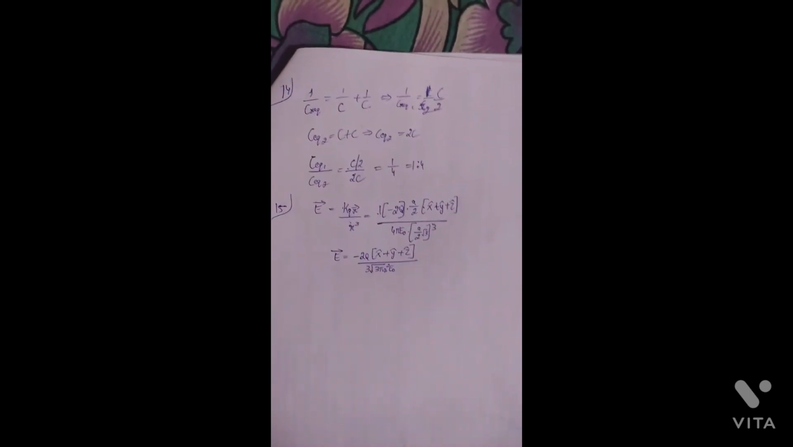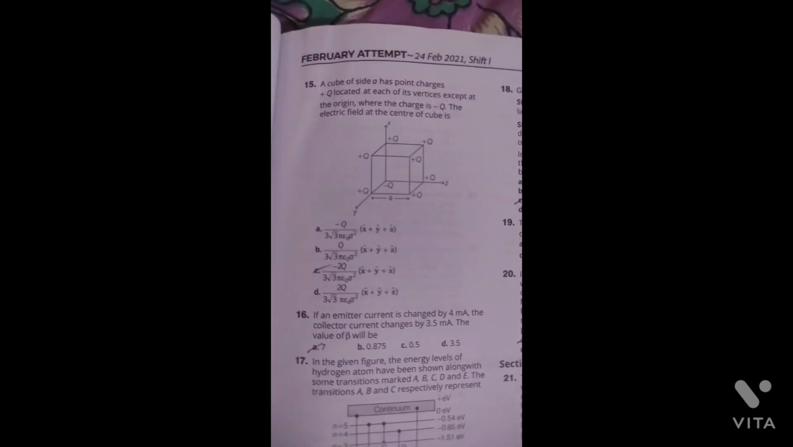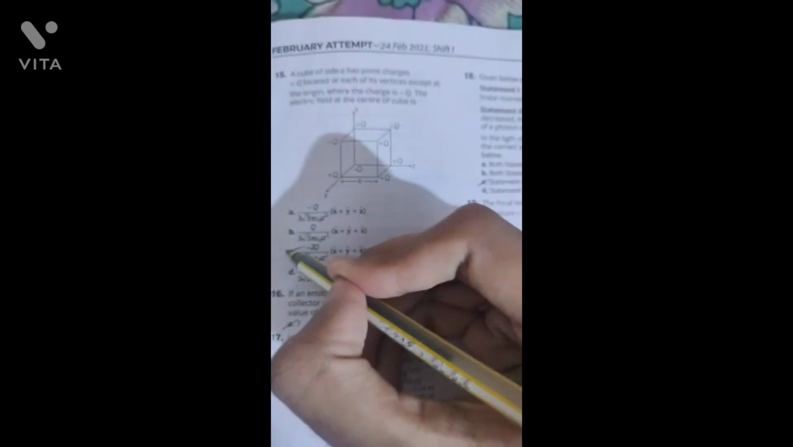So let us come to the question now. We will see which option is correct. The correct option we get is option C, minus 2Q by root 3 into root 3 pi A square E naught, and X cap plus Y cap plus Z cap is common in all options. So therefore option C is correct for question number 15. Once you see the solution, how I found the answer, then we will go to our next question.